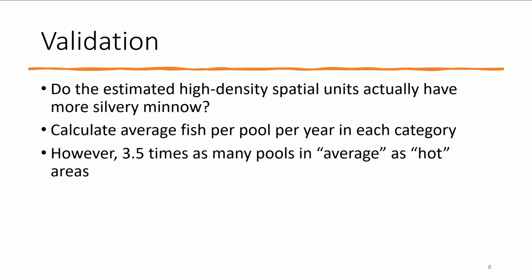And just when you do this, you have to remember that there's 3.5 times as many average areas as there are hotspots. So even though the hotspots might have more fish per pool, there's just a lot less area of that. So there may still end up being more fish in the average areas just because there's so much more area.